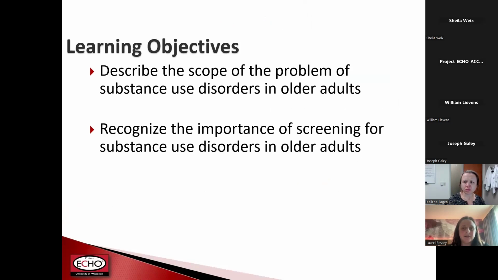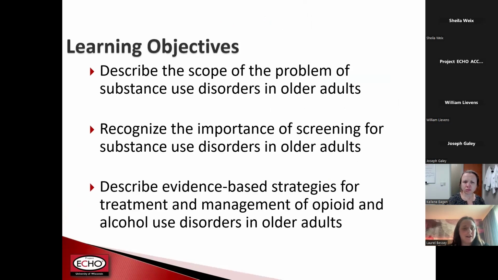So just looking at learning objectives, we'll talk about the scope of the problem of substance use disorders in older adults, recognizing the importance of screening and some screening tools that you might be able to use in your practice, and then talking about evidence-based strategies for treatment and management of opioid and alcohol use disorders in older adults. Those will be some of the things we'll cover today. Next slide.